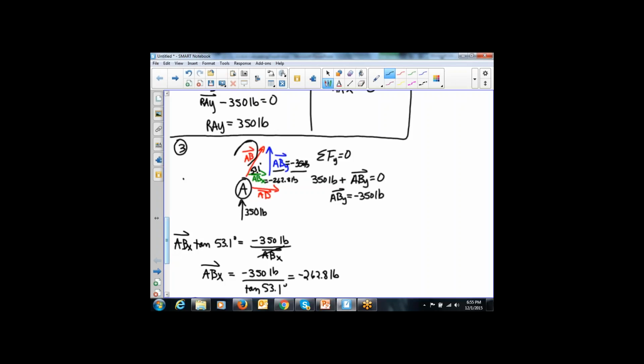So I've got the opposite, I've got the adjacent, I've got the angle. I can either use sine or cosine. Either way, I'm going to go ahead and use sine. So the sine of 53.1 degrees is equal to the length of the opposite side, negative 350 pounds, over the length of the hypotenuse, which is AB. So I'm going to isolate the AB, multiply it to the other side, divide both sides by sine of 53.1. So I'm going to have negative 350 pounds divided by the sine of 53.1 degrees. I'm hoping that this is negative.